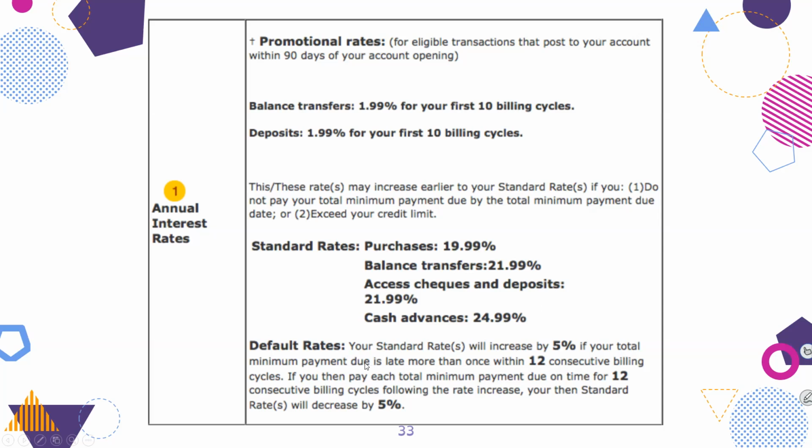Then here it says default rates. Your standard rate will increase by 5% if your total minimum payment due is late more than once during 12 consecutive billing cycles. If you then pay each total minimum payment due on time for 12 consecutive billing cycles following the rate increase, then your standard rate will be decreased by 5%. So this is saying that your rate will go up by 5% if you're late more than once in a year. So again, this is why it's important to pay attention so that you're aware of these sorts of rules.